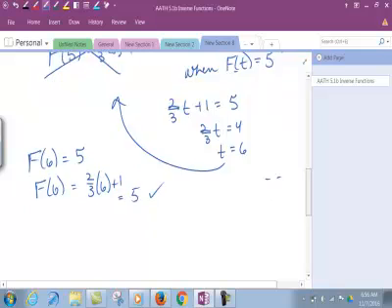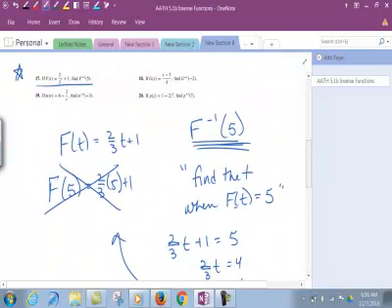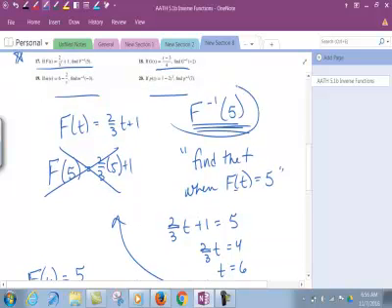Sure enough, it checks out. Okay, and you could practice. I think you have some homework problems like this, but the idea is the same, that when we ask the question this way, it's like we're asking it backwards. f inverse of 5 is saying solve for t so that f of t is equal to 5.